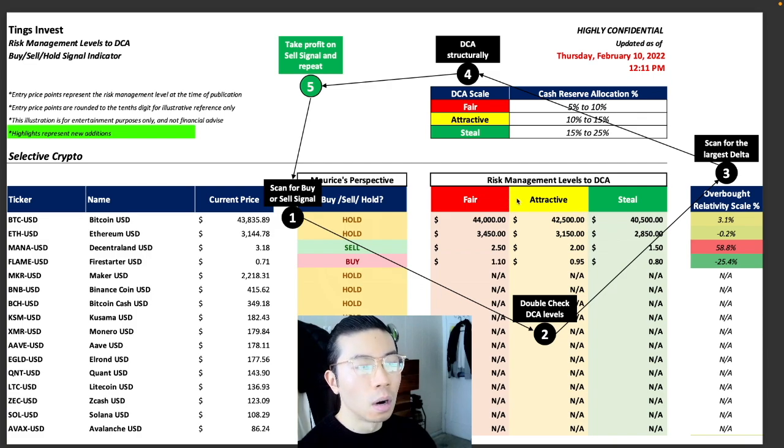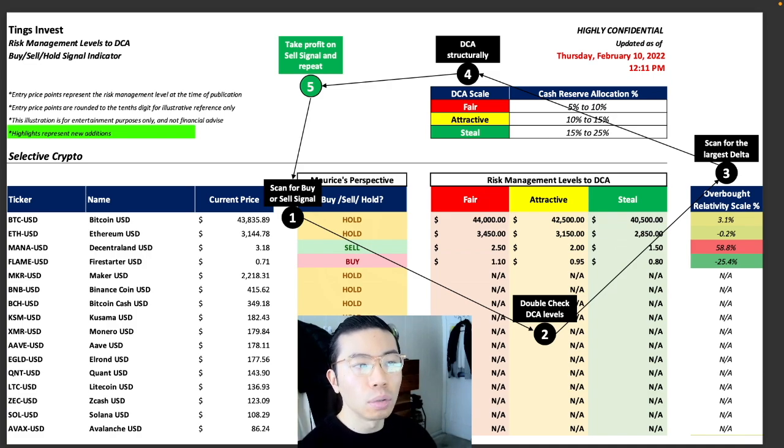You refer to the risk management level to dollar cost average at, right? You double check the DCA levels that I identify here for fair, attractive, and steal. It's a double sanity check that you want to see for yourself, right? Where are we lying at right now? Are we in the steal level, right? And then to be extra cautious, right?